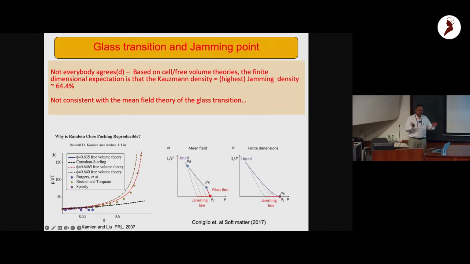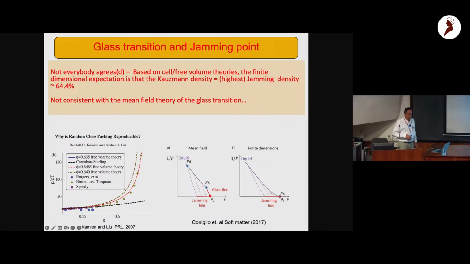So that seems simple enough, but not everybody over the years has agreed with this viewpoint. There are two studies here of people who have thought a lot about this problem, and based on some form of a free volume equation theory of the hard sphere system, they both argued, in the case of Kemian and Liu, that the high density equation of state of hard spheres is in fact well described by a free volume equation of state with a jamming density around 64%.